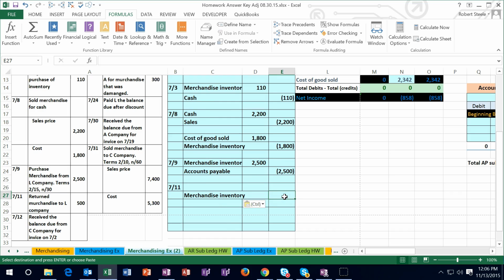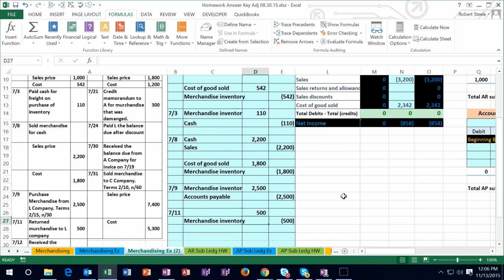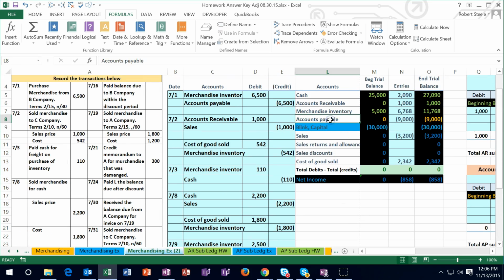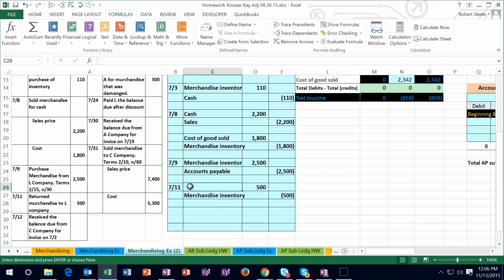We gave back inventory that cost us $500. Then we're going to have to debit something. Again, if we paid cash for it, then maybe they give us cash back, but we haven't paid them yet. So we have to debit the payable. Payable has a credit balance. If we debit it, it'll make that balance go down. So I'm going to right click, copy that. I'm going to put it in cell C26, right click and paste it 1, 2, 3.